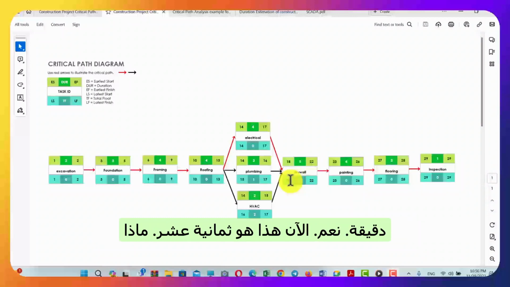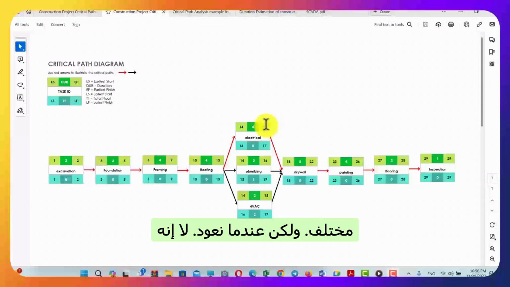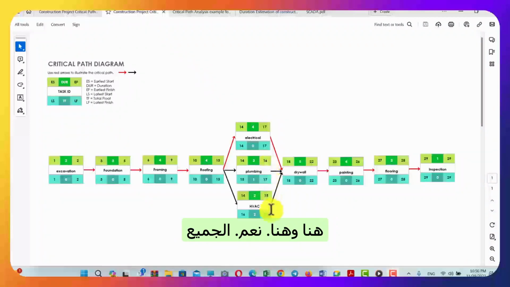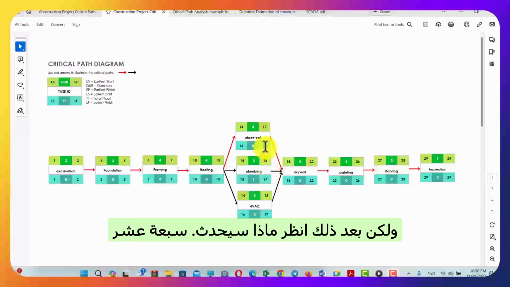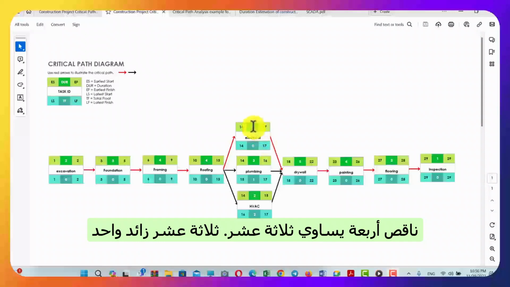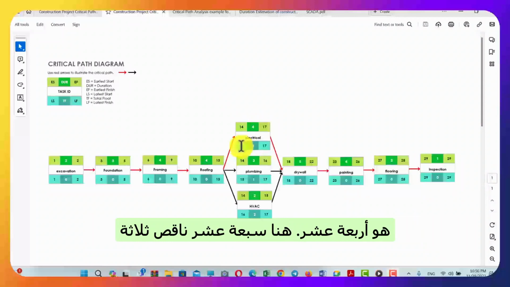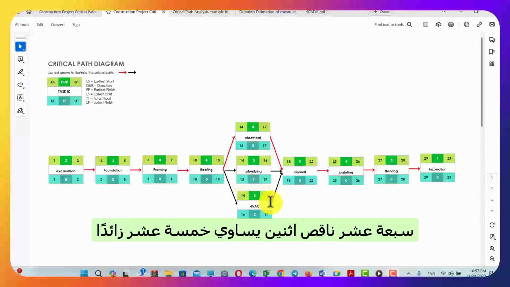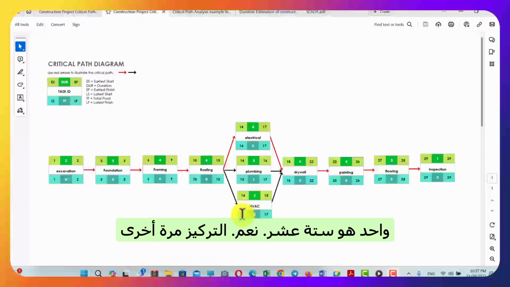Okay, now we stop for a minute. Now this is 18. Here it was different, but when we go back, it's the same. 18 minus 1 is 17, so 17 will go here, here, and here. Okay, all of them are 17. But then see what happens. 17 minus 4 is 13, 13 plus 1 is 14. Here, 17 minus 3 is 14, 14 plus 1 is 15. Then 17 minus 2 is 15, plus 1 is 16.